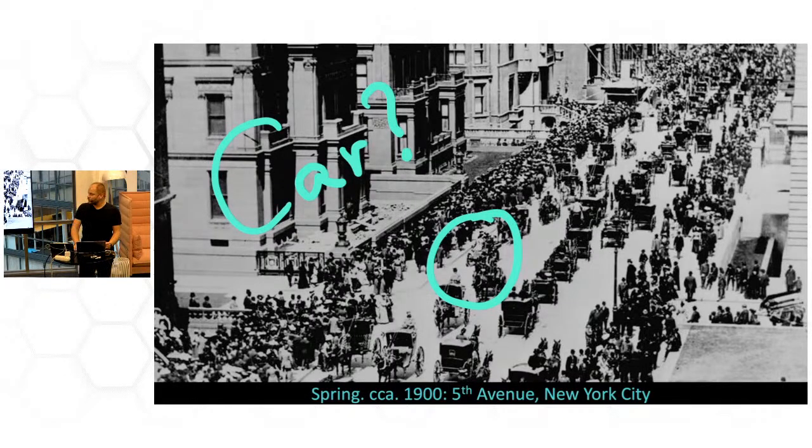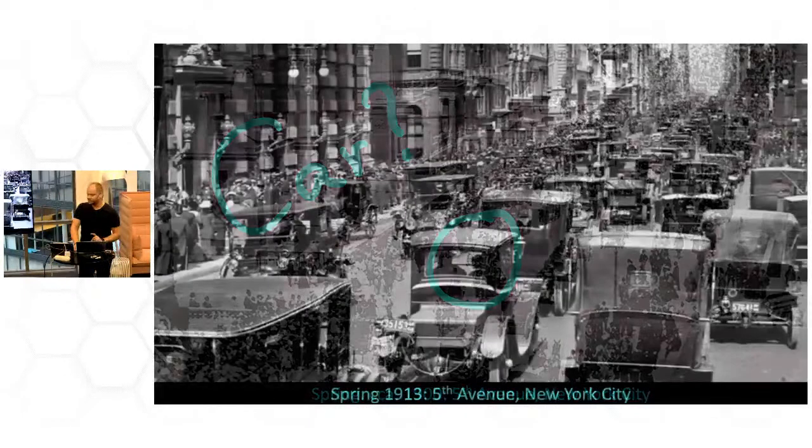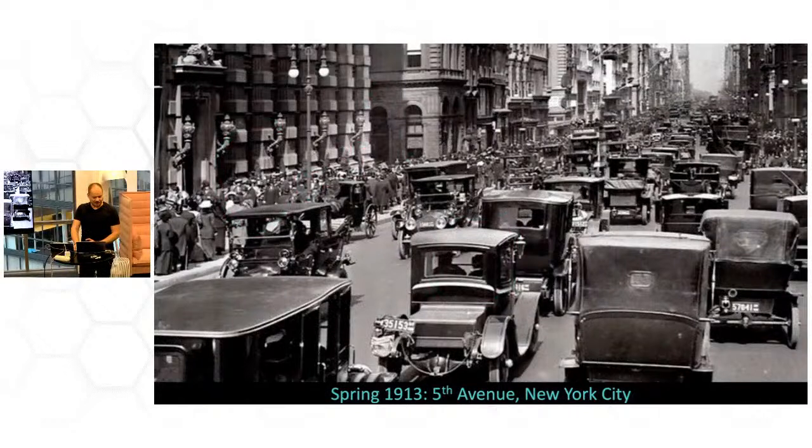Now let's fast forward no more than 10 years. 1913, Fifth Avenue, New York City. Exactly the same spot. Better looking picture, but something is totally different. So we have had for several decades cars, even the crazy vis-a-vis car, right? And yet nobody would actually drive them before something happened. Does anyone know what happened between these 10-ish years?